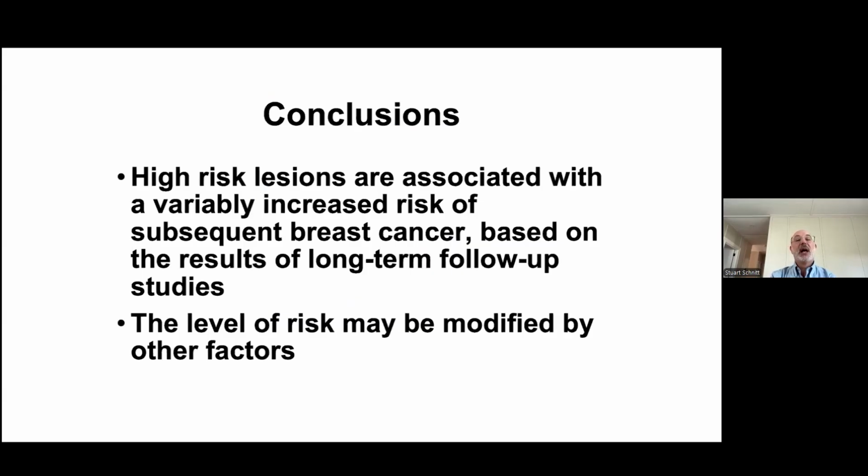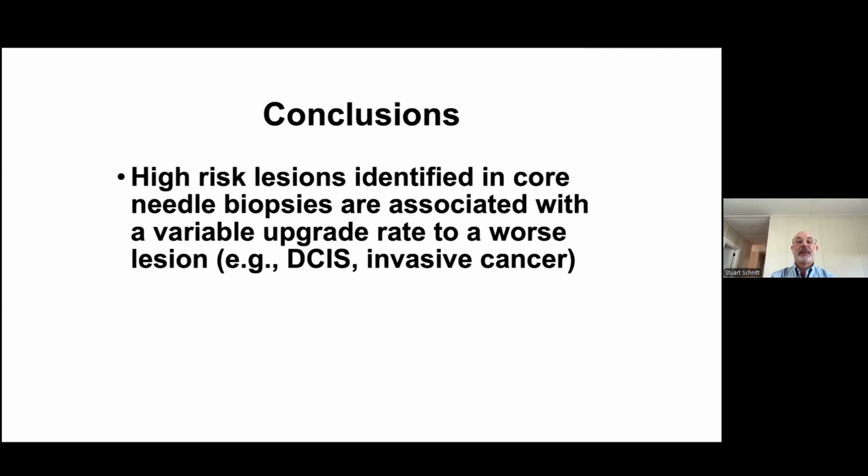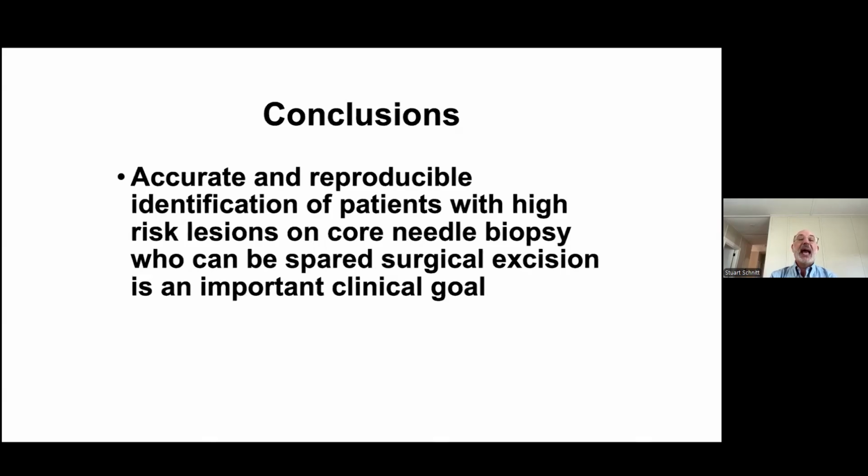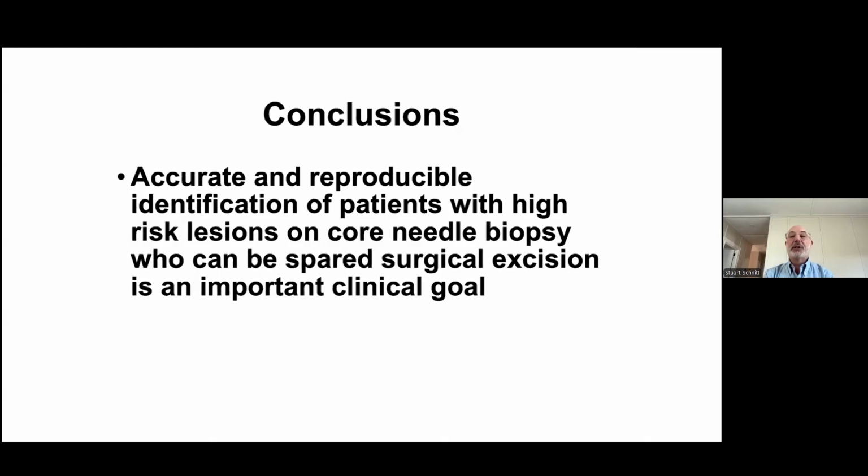So in conclusion, high-risk lesions are associated with a variably increased risk of subsequent breast cancer based on the results of long-term follow-up studies. The level of risk, as you've seen, may be modified by other factors. High-risk lesions that are identified in core needle biopsy are also associated with a variable upgrade rate to a worse lesion like DCIS or invasive cancer. And the accurate and reproducible identification of patients with high-risk lesions on core needle biopsy who can be spared surgical excision is an important clinical goal. So with that, I will stop and open it up for questions.